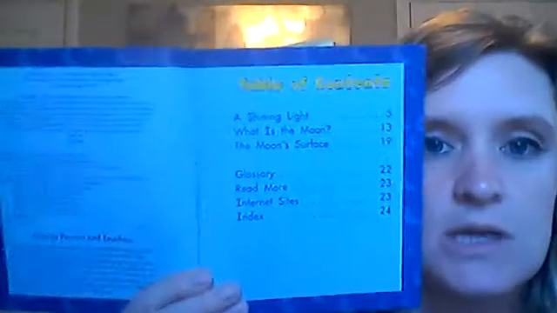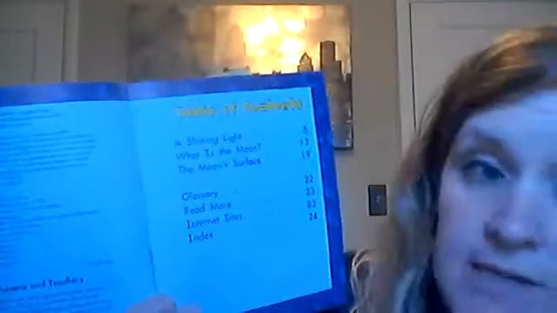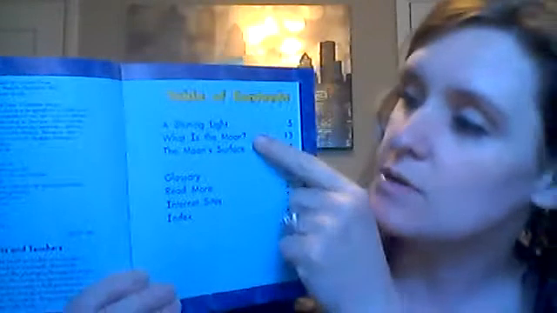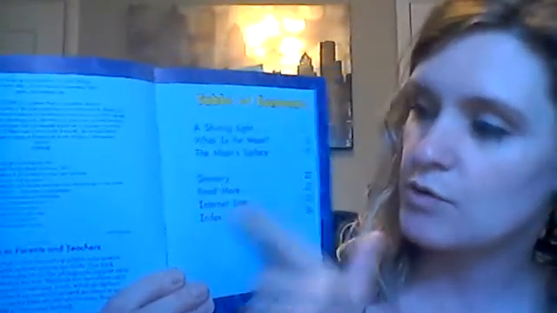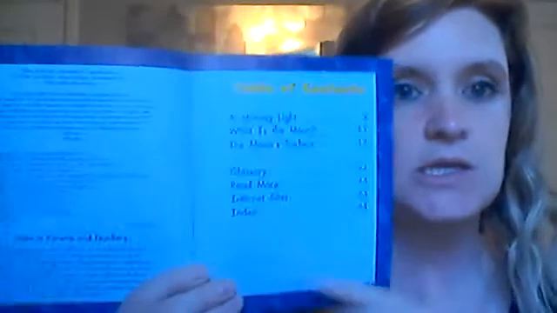It has a table of contents. And it says, shining light. What is the moon? The moon's surface. The glossary, read more, internet sites, and the index. It's a very, very tiny book. All right, there is a photograph of the moon in the sky, and looks like there's a lake here.